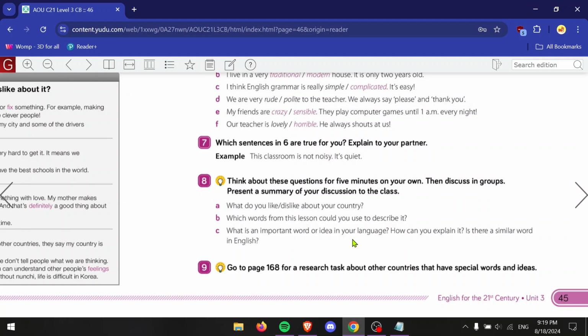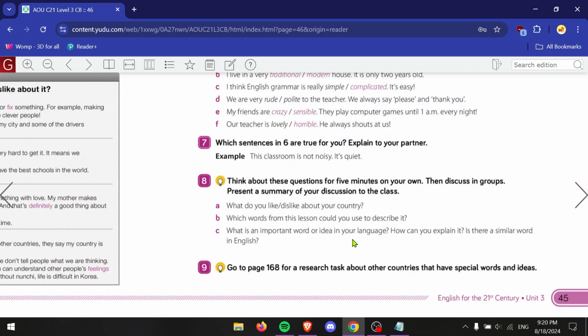So, for example, what do you like or dislike about your country? It could be anything. There's no right or wrong answers as long as it makes sense. Which words from this lesson could you use to describe it? Some of the new words, perhaps something like lovely, horrible, complicated, traditional, or modern. All of these are new words that you could use. And if there's a specific word or idea in your language that not a lot of people know about, how would you explain it to someone else? And could you figure out a word that is similar to it in English?